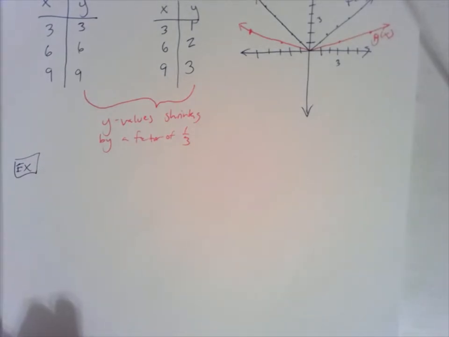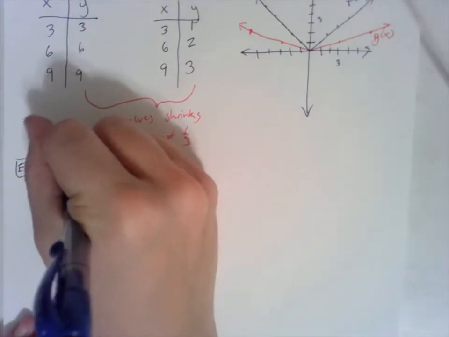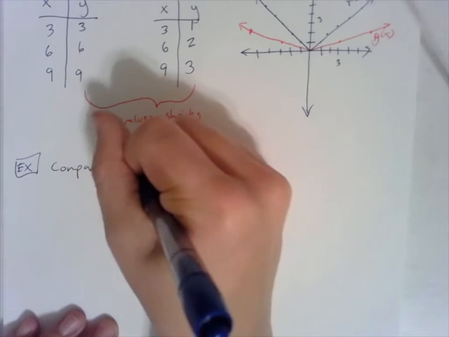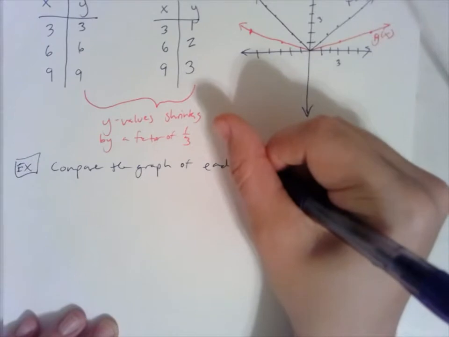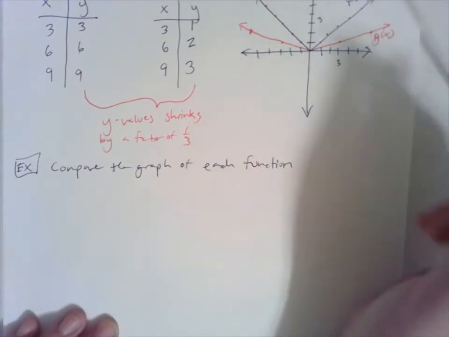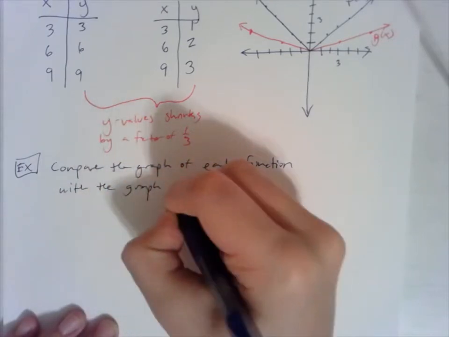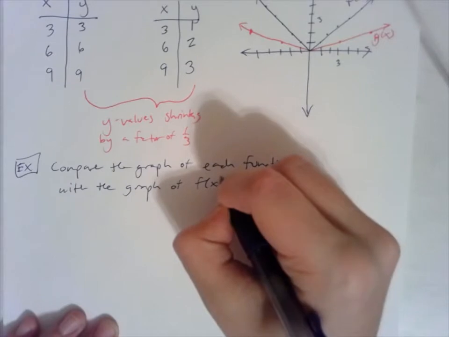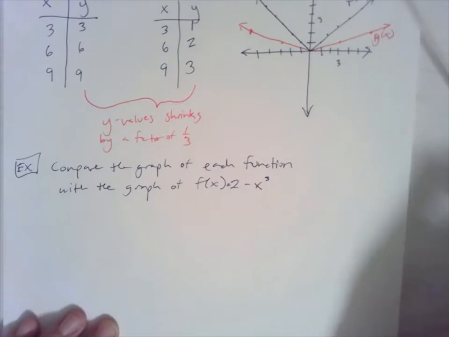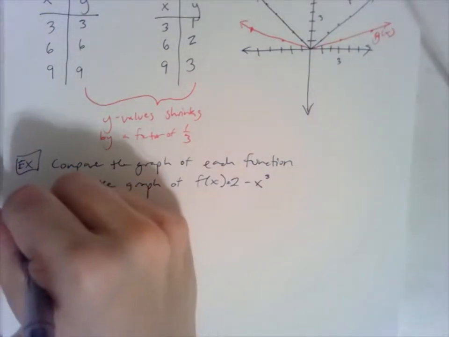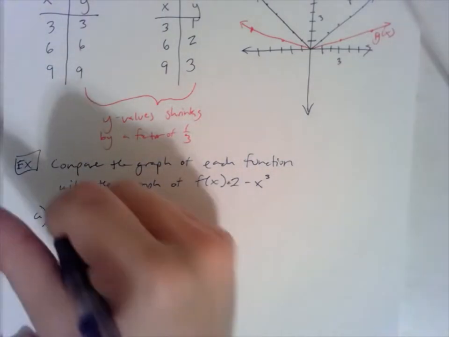So, if we're asked to compare the graph of each function with the graph of f of x equals 2 minus x cubed, the first thing we're tasked with is to find when g of x equals f of 2x.